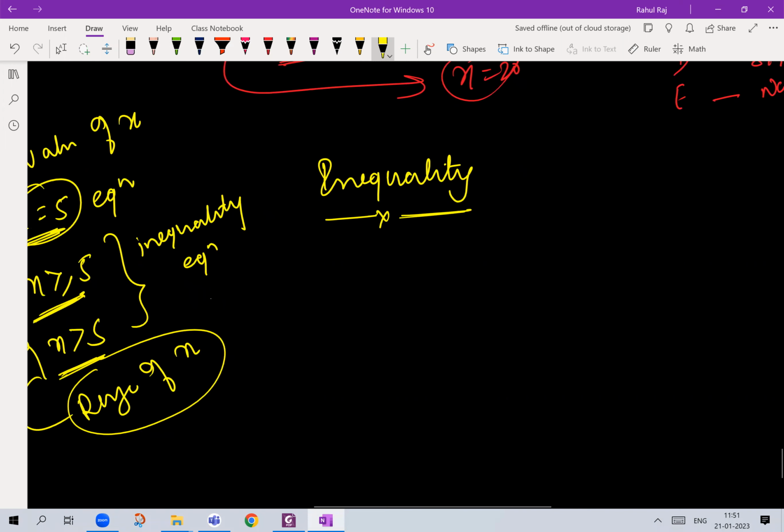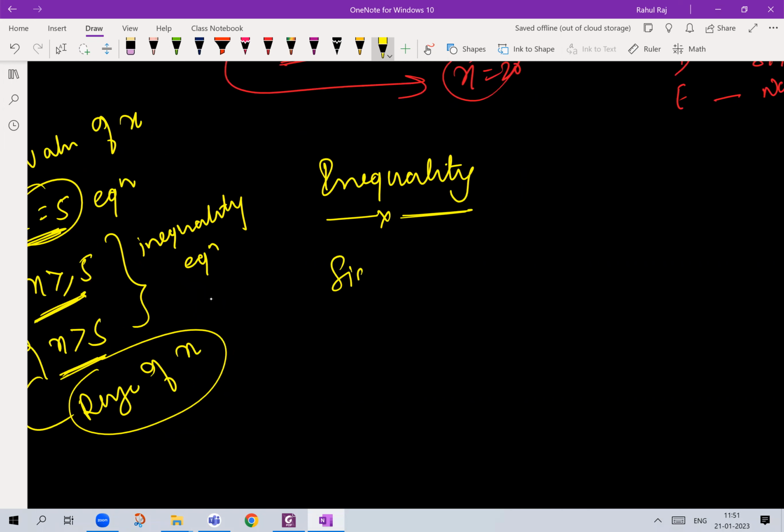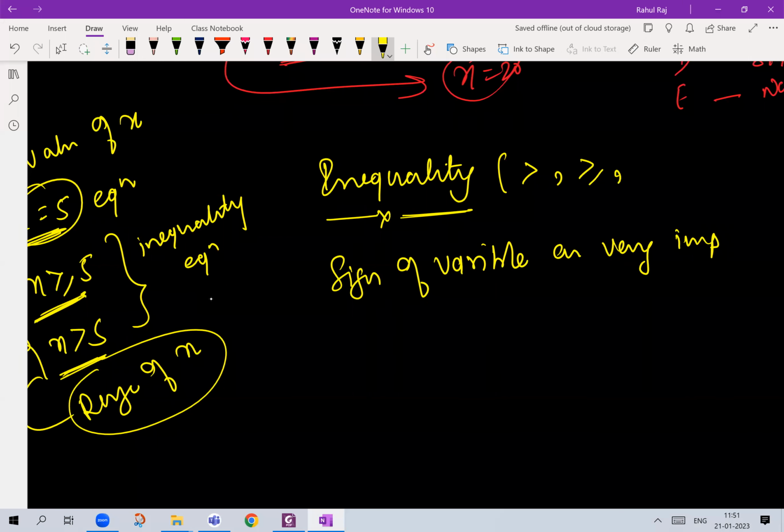So in inequality, be very sure, guys, signs of variables are extremely important. Extremely important. Now, what do you mean by signs of variables are very important? Because inequality simply means greater than, equal to, less than or equal to. This is what inequality is for you. In the inequality chapter, signs of variables are very important.